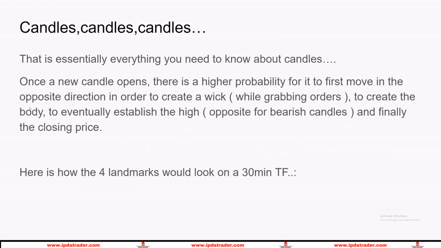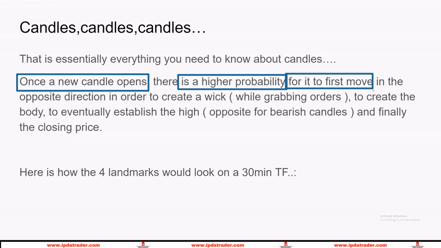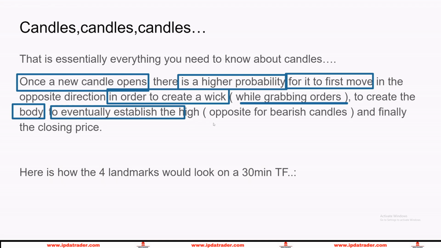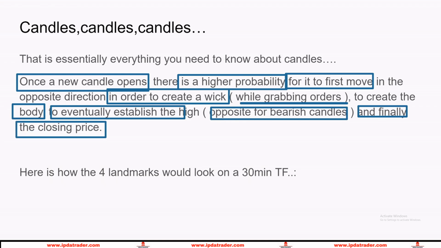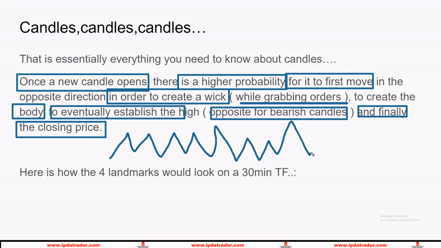Candles, candles, candles, right? That is essentially everything that you need to know about candles. Once again, once a new candle opens, there is a higher probability, once again, this is still probability, not guarantee, for it to first move in the opposite direction in order to create a wick, which is also grabbing orders, to create the body, once again, to eventually establish a high for bullish candles, opposite for the bearish candles, and finally the closing price. Okay, this is very important because, once again, candles are just a visual representation of price movement.